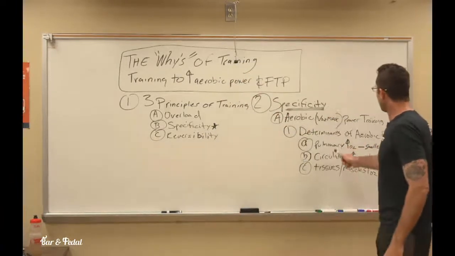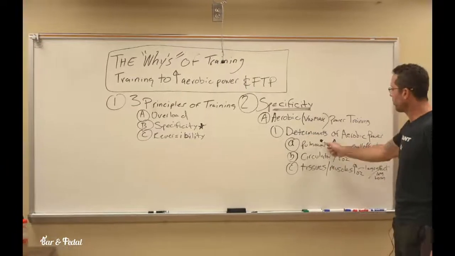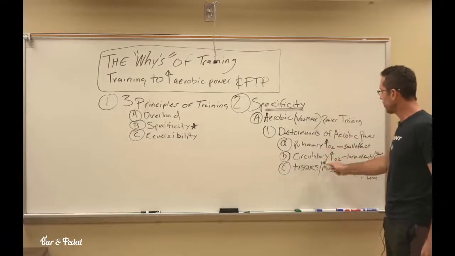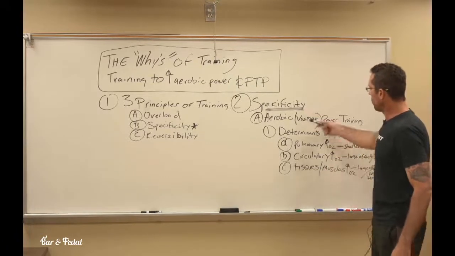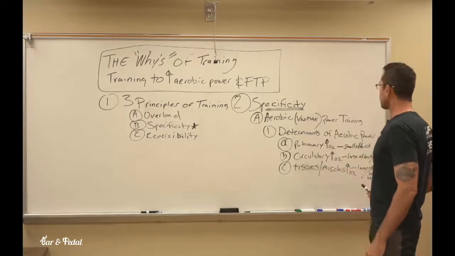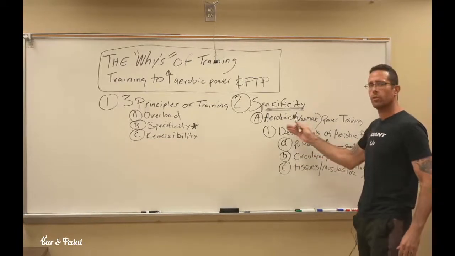So if we're going to improve aerobic power, and these are the determinants, your pulmonary system, your circulatory system, and your muscles, which one do we improve? All of them? Do we train all of them? Or do one or the other have a bigger effect on your VO2 max?